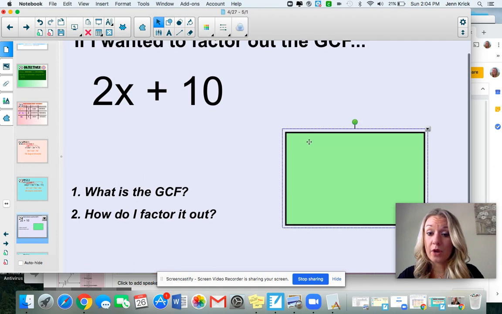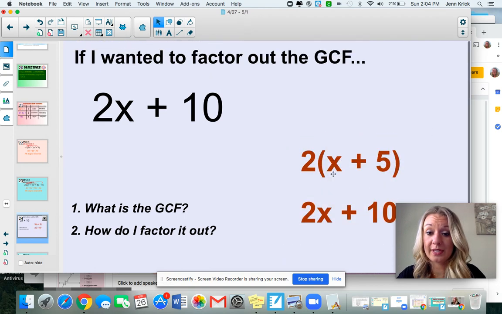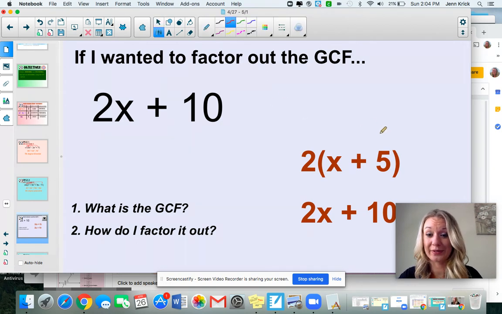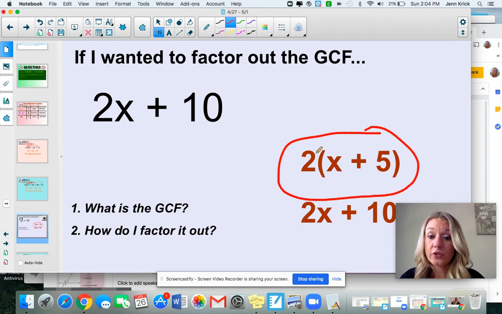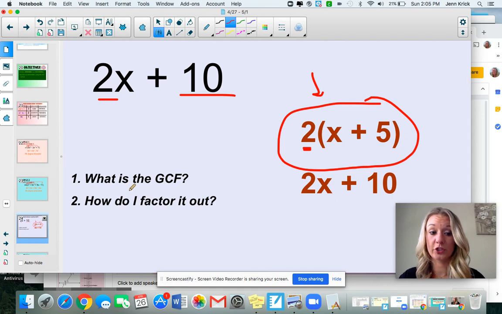Now, knowing that, we can simplify it and factor it so it looks like this. This would be the final factored form, and I'll show you why as soon as my pen loads. So this would be the factored version. Once you pull out your greatest common factor of 2, I know that 2 times x would give me 2x, and 2 times 5 would give me 10. And if I wanted to make sure this was right, you can simplify and make sure that it looks like your original.